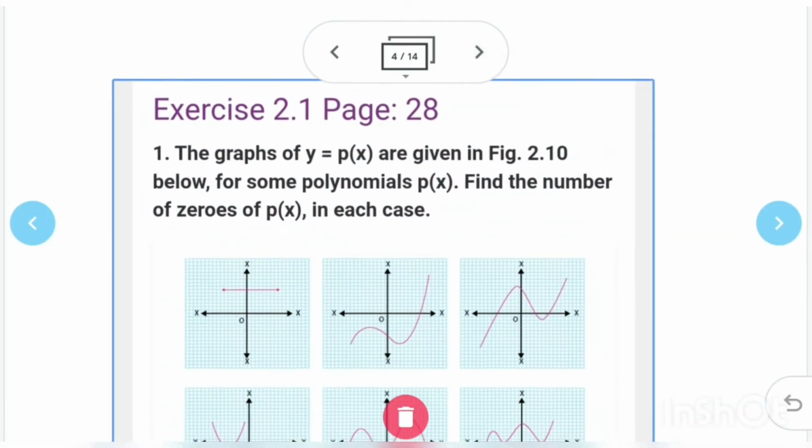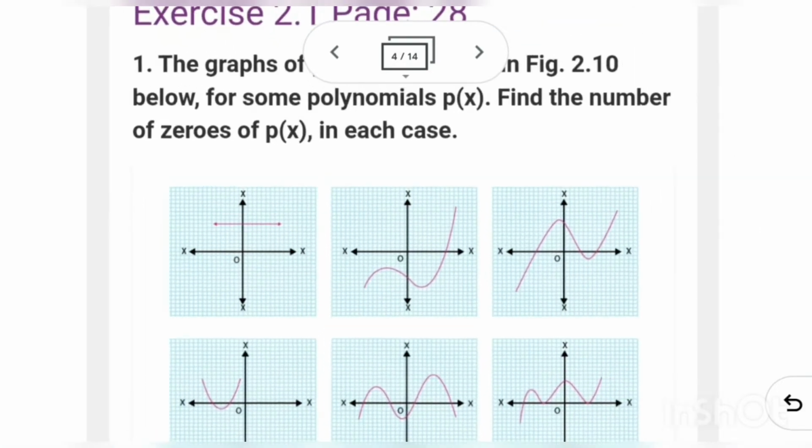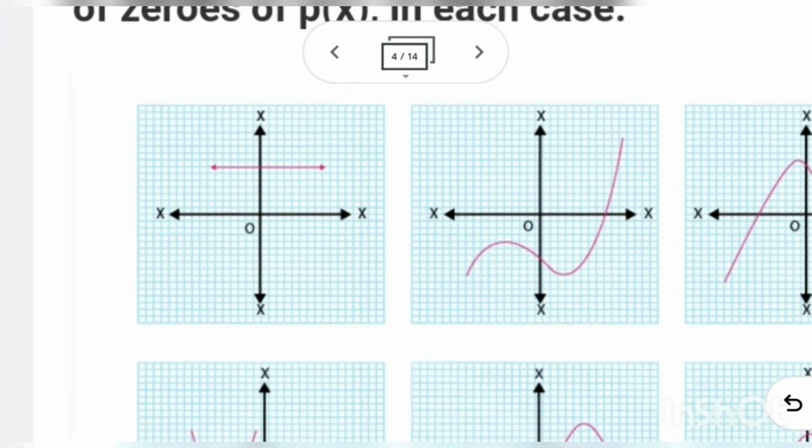So exercise 2.1, let's see the first question. In this we are given some graphs. We have to find the number of zeros in each case. So let us first of all look at the first graph. If we see here, this curve is not meeting the x-axis. We have to find the place where it is intersecting the x-axis. This graph is parallel to the x-axis. This curve is not meeting it. So for this case the number of zeros is equal to 0 because it's not meeting the x-axis.